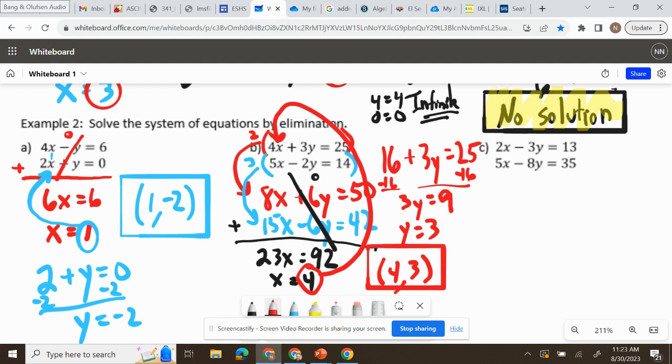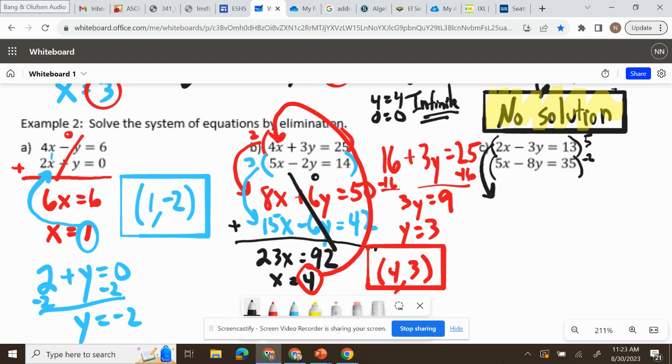Now for our last one. In this case, what I want to do is either cancel the x's or the y's. I think I like the x's this time. How I'm going to figure out which one to use is I want opposites. So I know that 2 doesn't go into 5 and 5 doesn't go into 2, but I know that both of them have a 10 in common. So I'm going to multiply the first one by 5, and the next one I'm going to multiply by negative 2. Why I'm multiplying it by a negative instead of a positive is because I need opposites.